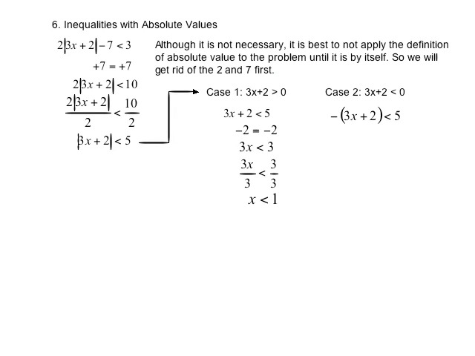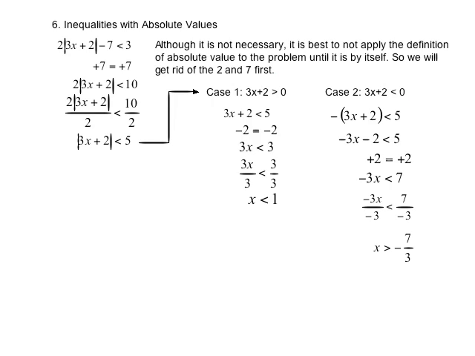Now in case 2, we first distribute the negative. We get negative 3x minus 2 is less than 5. Then we add 2 to both sides. We get negative 3x is less than 7. And then we've got to get rid of the negative 3, so we divide both sides by negative 3. And x is greater than negative 7/3. We had to flip the sign because here we did divide by a negative number.